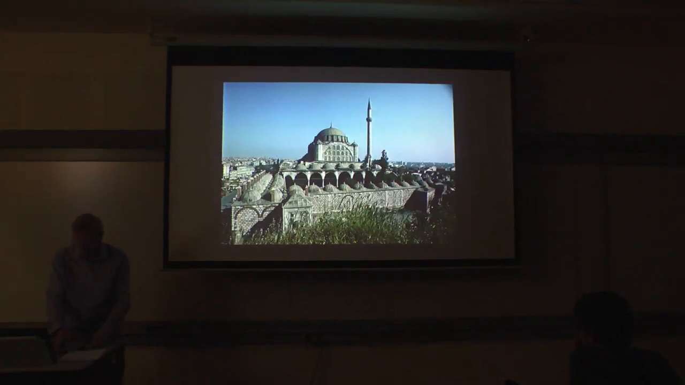So the second one is the Mihrimah Jami, a little bit later, built for the daughter of Sultan Suleiman. Who was the first person to produce the pencil-shaped minarets? The Ottomans, yeah. And what's the reason for it? There's no reason for it. They like the shape. But you also have that shape earlier than the Sinan ones.